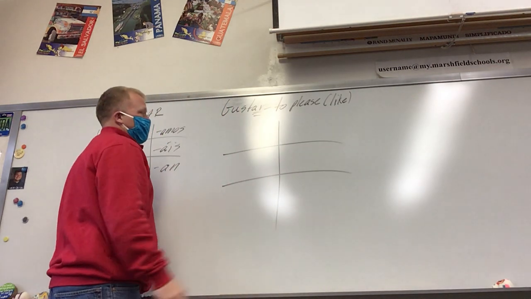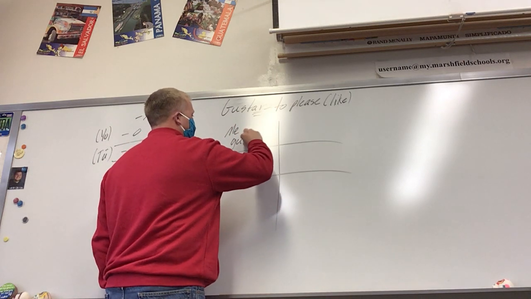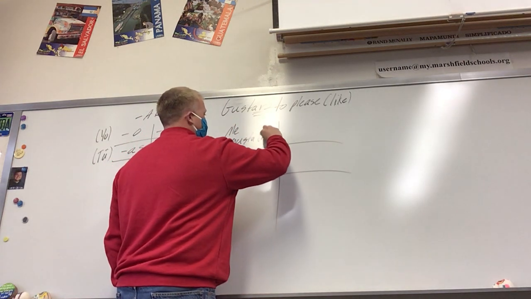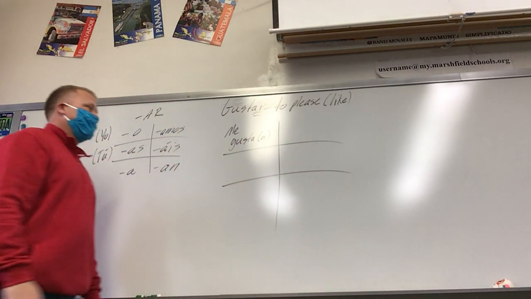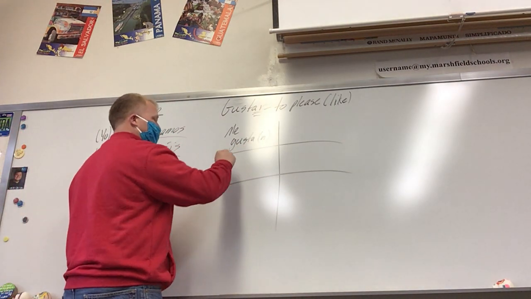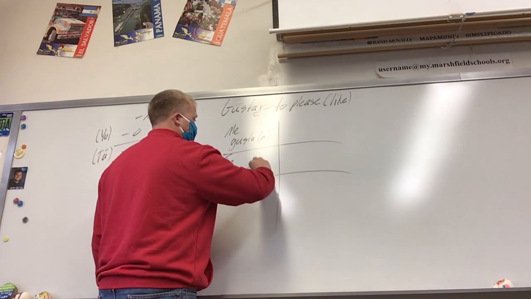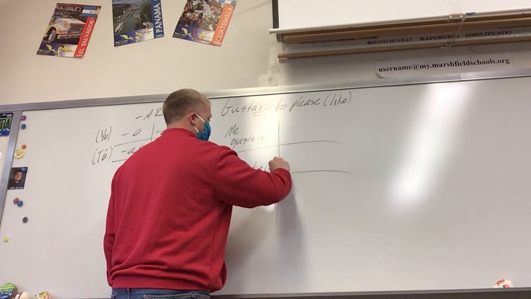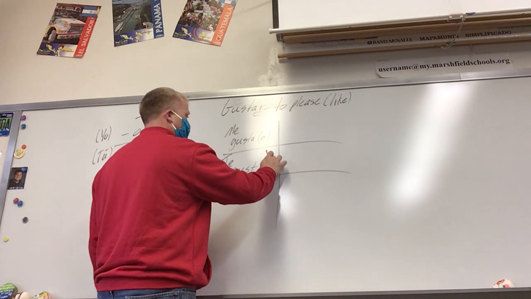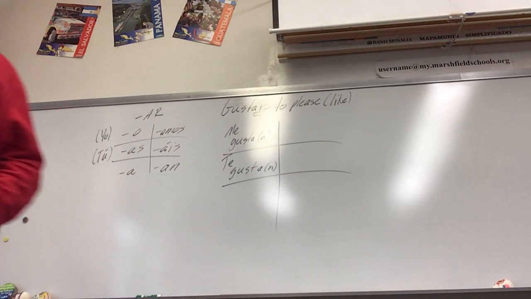So, gustar. In order to say I like, we say me gusta or me gustan. You like, te gusta or te gustan. Anybody know why there's two ways to say I like, two ways to say you like? Any guesses?